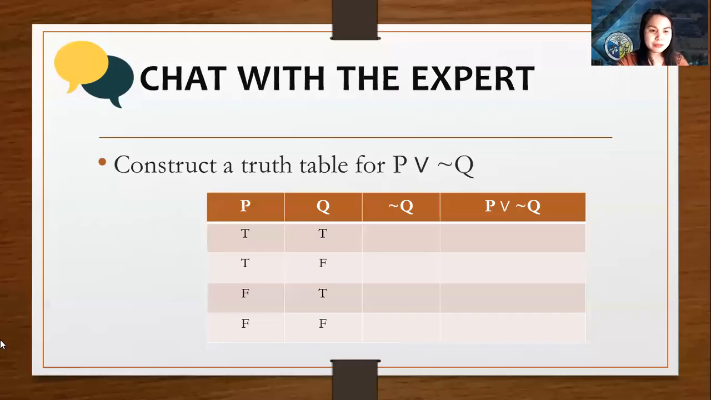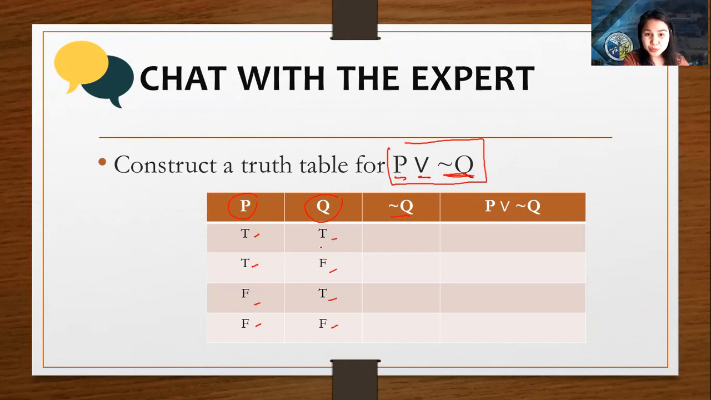Example. Here, we are going to construct a table for P or not Q. So I have P here, I have Q. Next, negation, not Q. And the last column is for the complete statement, P or not Q. You notice in our P column, it's true, true, false, false pattern. In your Q column, that's true, false pattern.